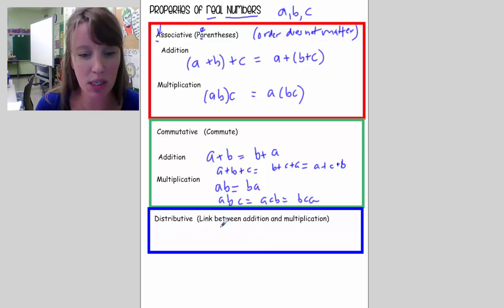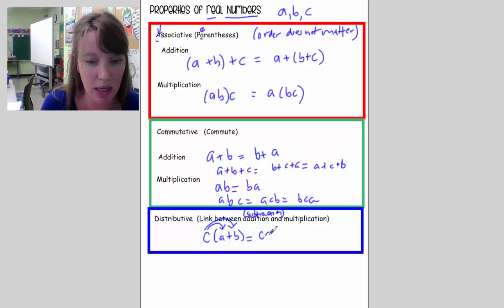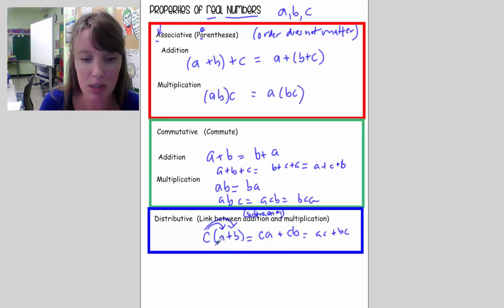Distribution is the link between addition and multiplication, or you could think of addition as also including subtraction. Multiplication distributes, so if you have a C on the outside and then a sum, that's the same thing as taking the C and multiplying it by both terms: C times A plus C times B. You can always rearrange that as AC plus BC. This also extends to subtraction, so that would be AC minus BC.